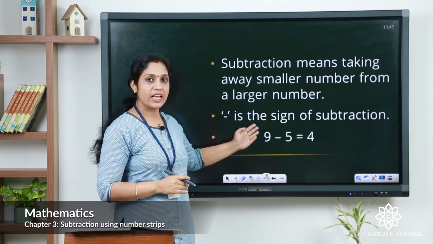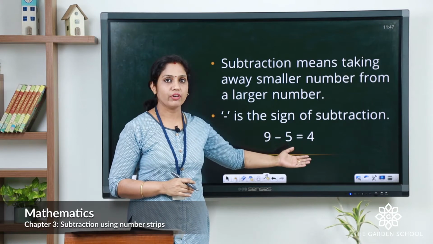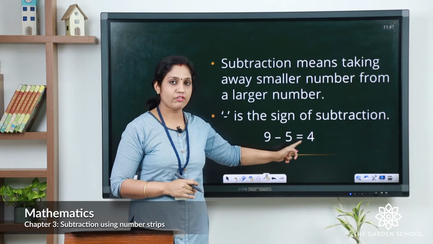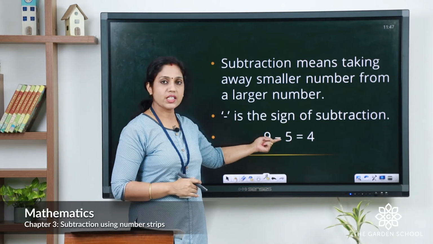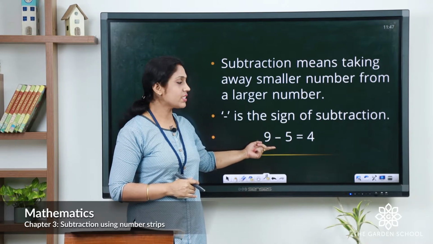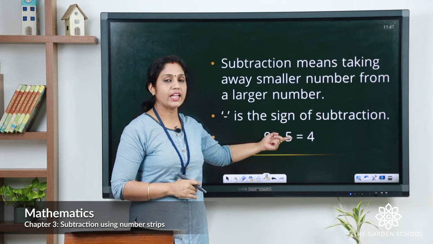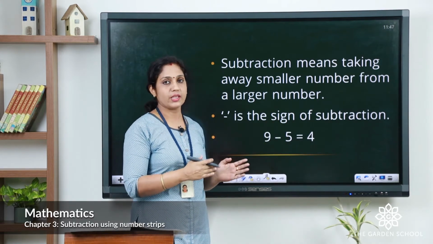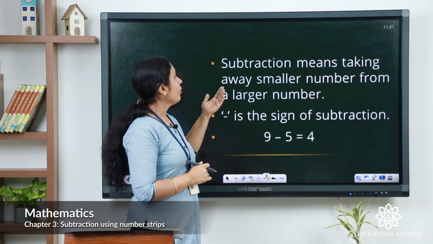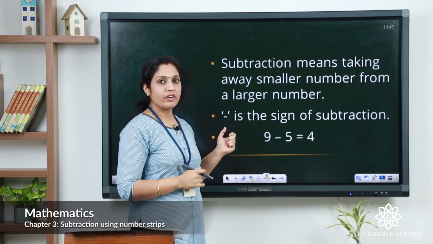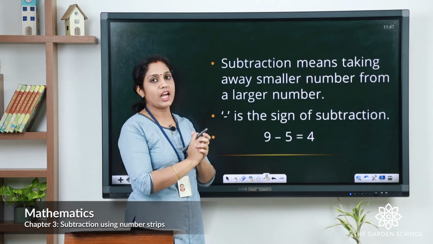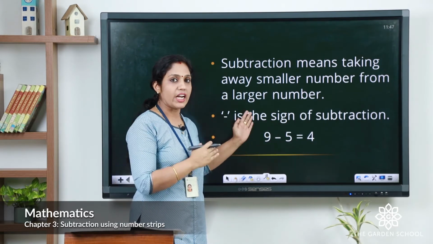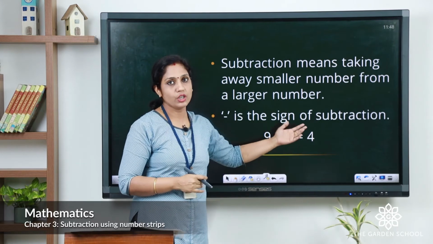Here we have 9 minus 5. So which is the larger number? 9, and the smaller number is 5. And the sign for subtraction is this. So we can read this as 9 minus 5, and the answer is 4. We need to calculate backwards for subtraction. So always it is taking away a smaller number from a larger number. Here 9 is the larger number, 5 is the smaller number. So 9 minus 5 is equal to 4.